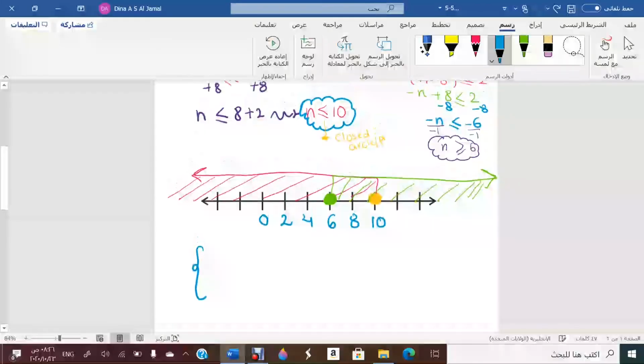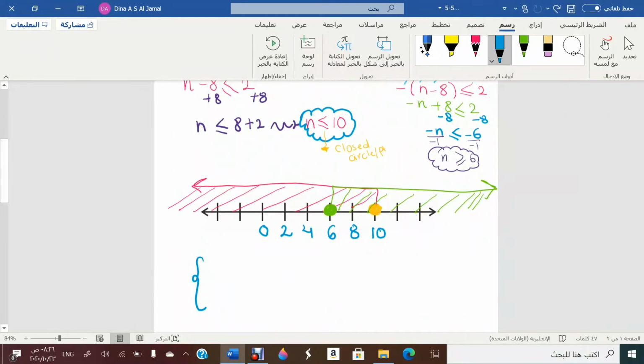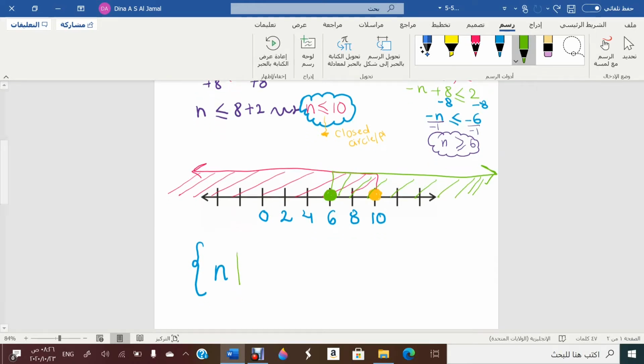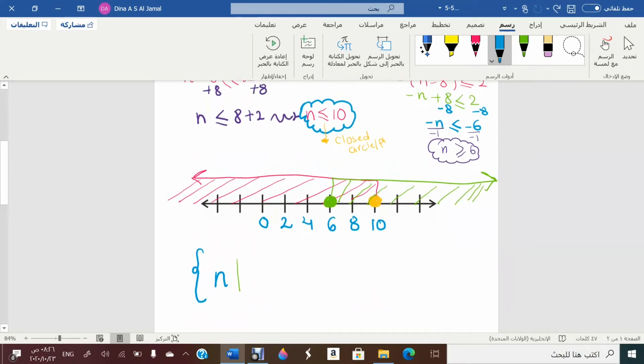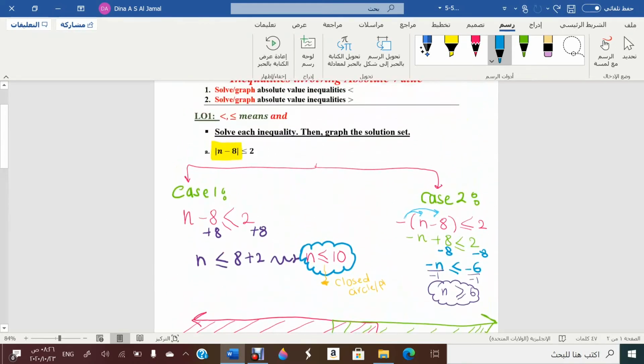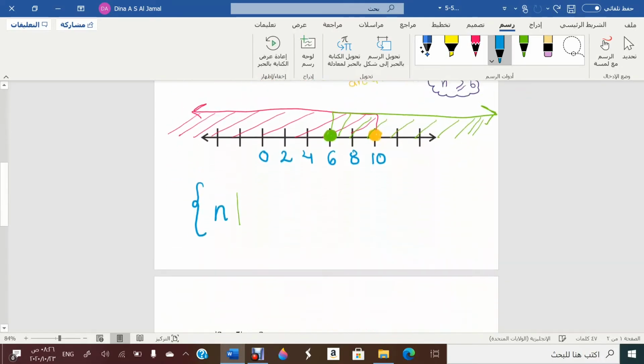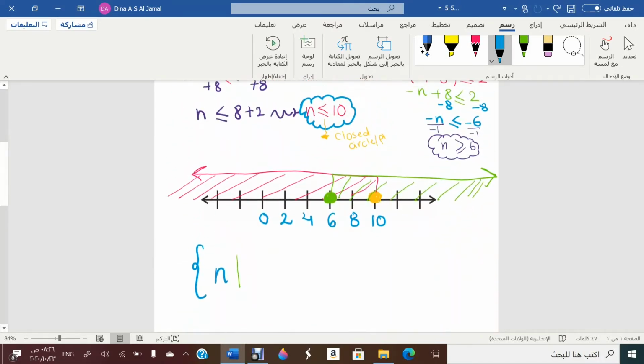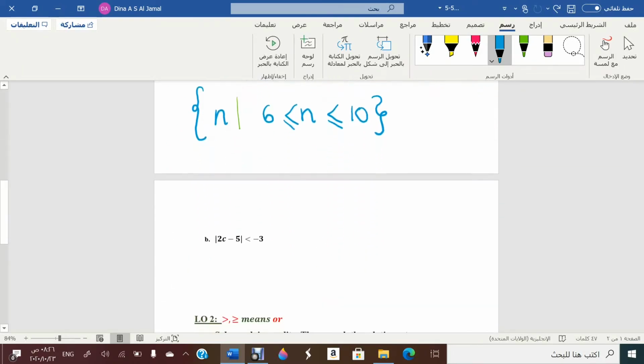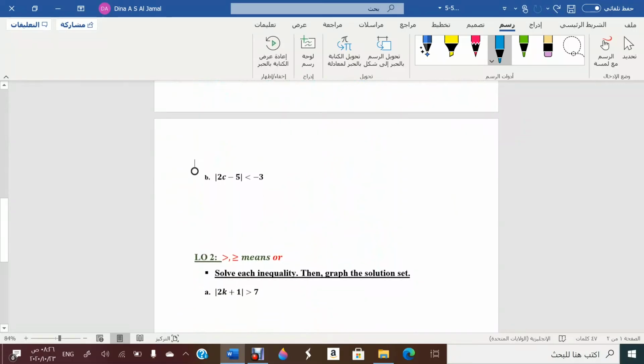Open braces, and this is the set builder notation. What is your variable? N. Put a line, and we call this line such that, then put your solution. So since you have and, that means you should put your solution as between, as the intersection. So N will be between 6 and 10. Close your braces. Now go to the other question.